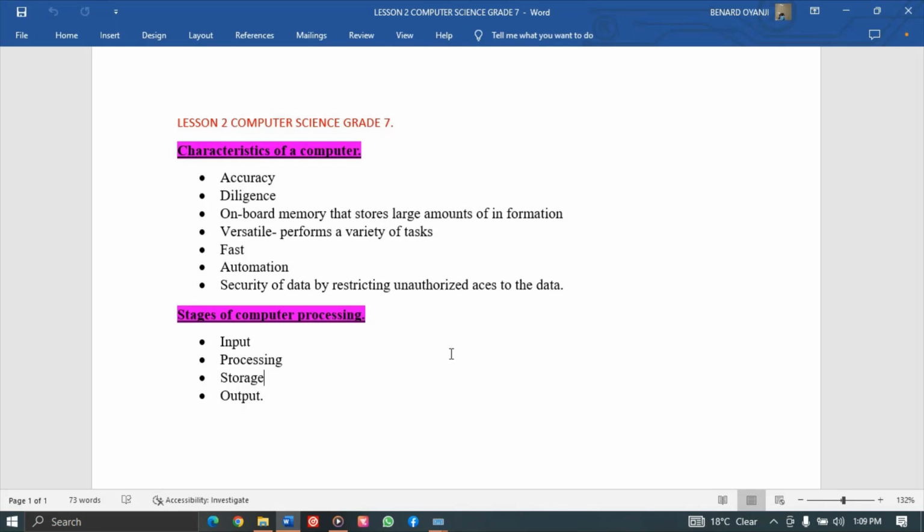And then number 3, you have fast. A computer is very fast. It can carry out a lot of tasks in just a few seconds. So a computer has the feature of being fast. Thus it saves much of your time.